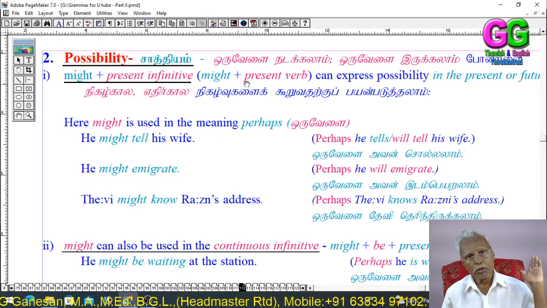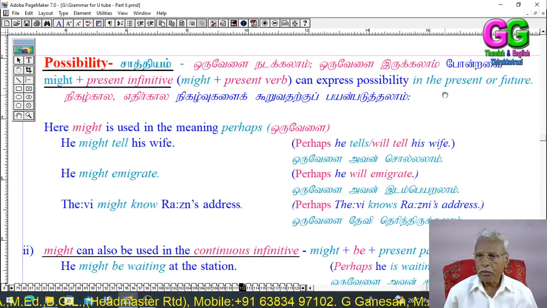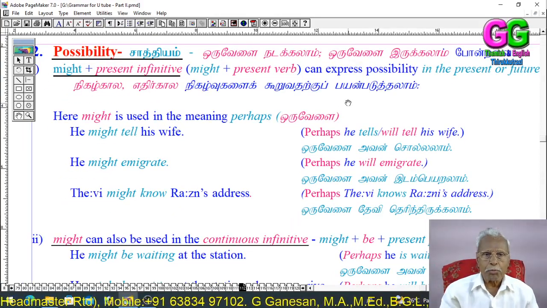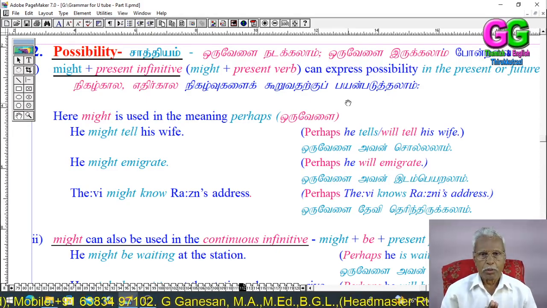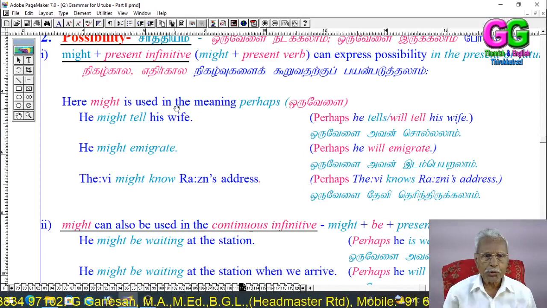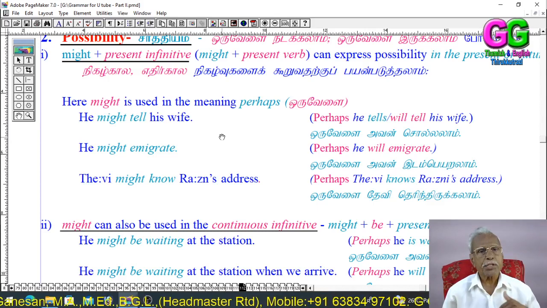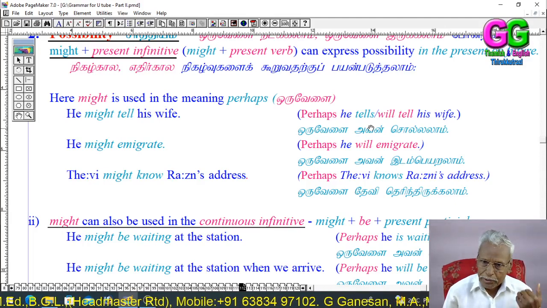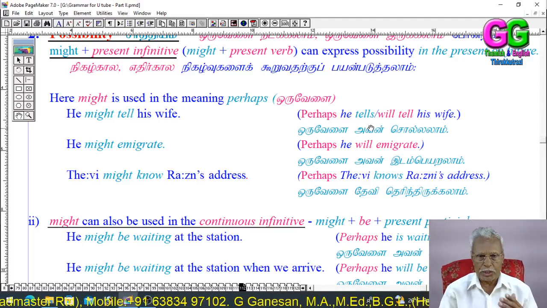As we saw in may, can express possibility in the present or future. To express the possibility of present and future events, we could use might plus present verb. You see, here might is used in the meaning perhaps. He might tell his wife. That is, he might tell his wife means perhaps he tells his wife, or perhaps he will tell his wife. It can be used both in the present tense as well as future tense.